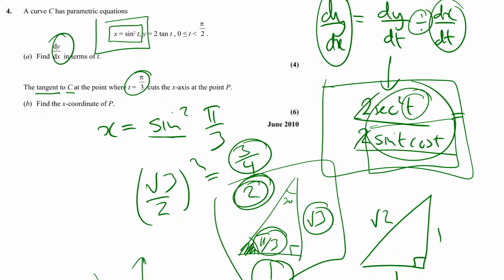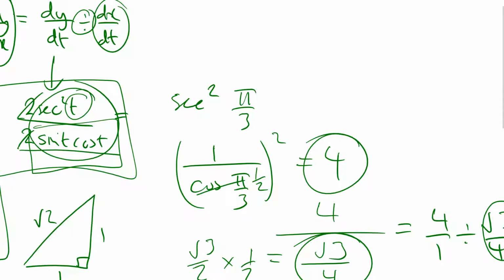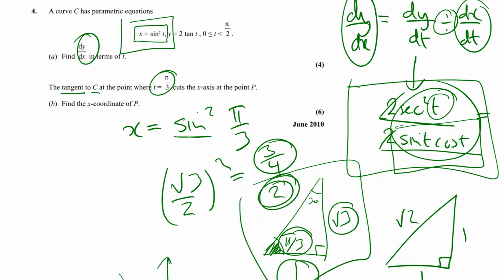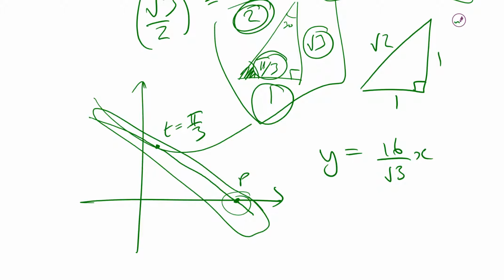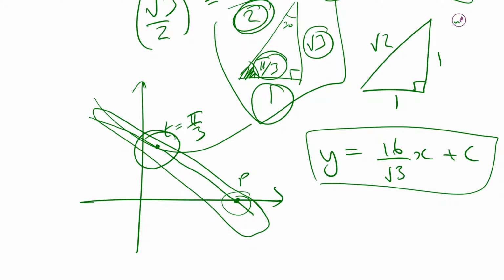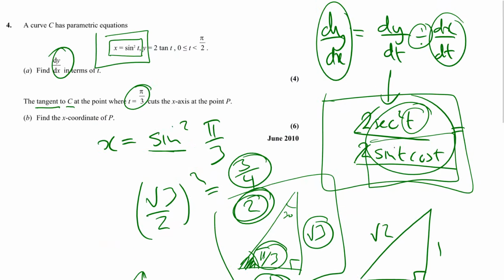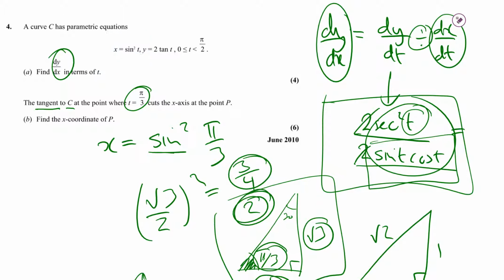So we got the gradient, which is that funky number there, 16 over root 3, and find the x coordinate. So what do you have to do next? Well, y is 0, so find x. We haven't even got the equation of the line yet. So we got y equals 16 over root 3 x plus c. And we also know a coordinate. We don't know it yet. We know a point on this straight line when t equals pi over 3. So we can work out what x is and what y is.